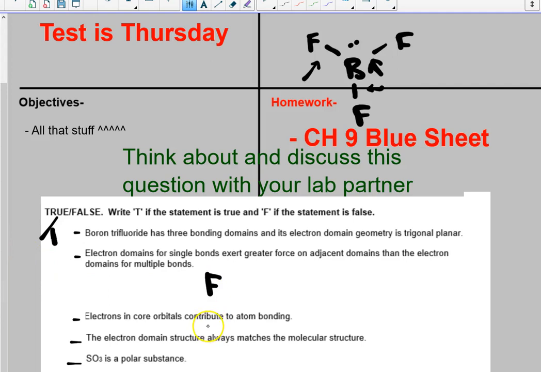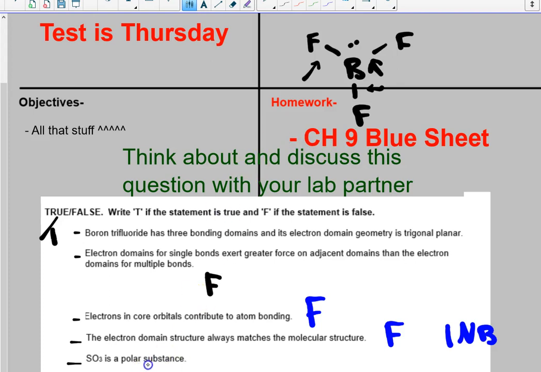All right, electrons in core orbitals contribute to atomic bonding. I would hope that you knew that from multiple chapters. Electron domain structure always matches the molecular structure. That is false as well, correct? If it did, this class would be a little bit easier. But remember, these do not match if there's at least one non-bonding pair of electrons. You can have more than one, but if there's even one at all, it's going to be different.